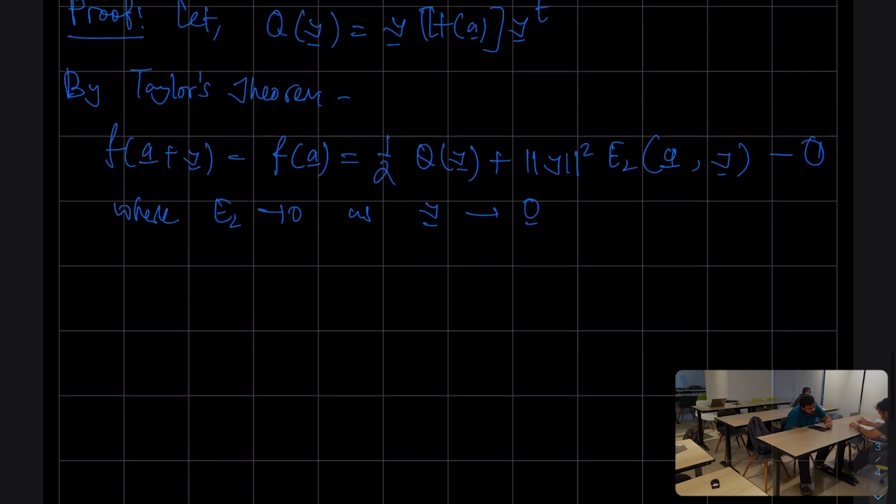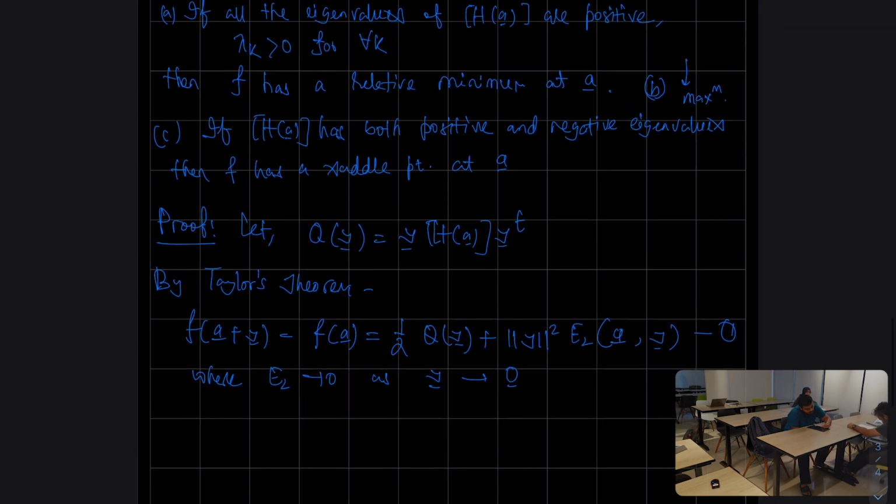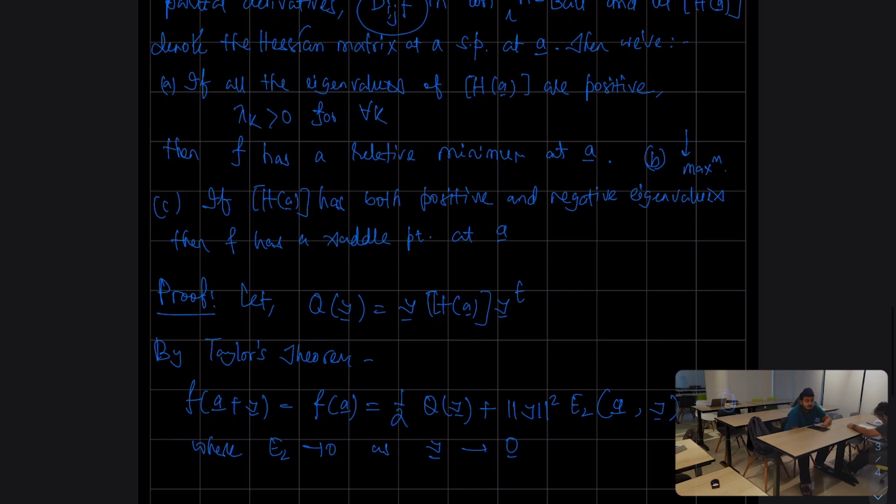So what do we want to do? So what are we going to prove here? We want to prove that f has a relative minimum at a.